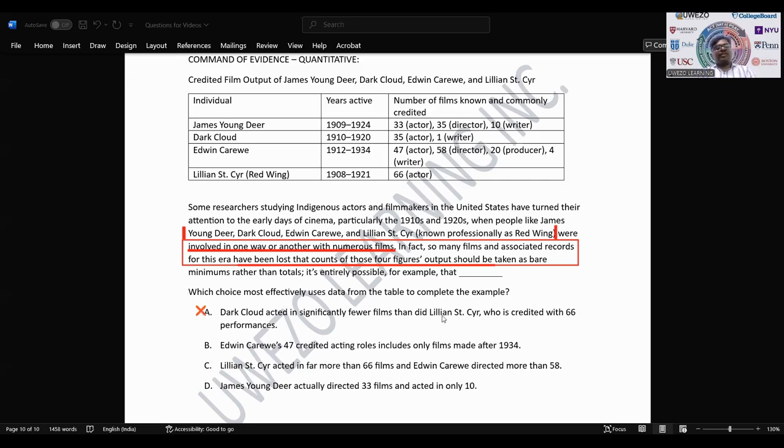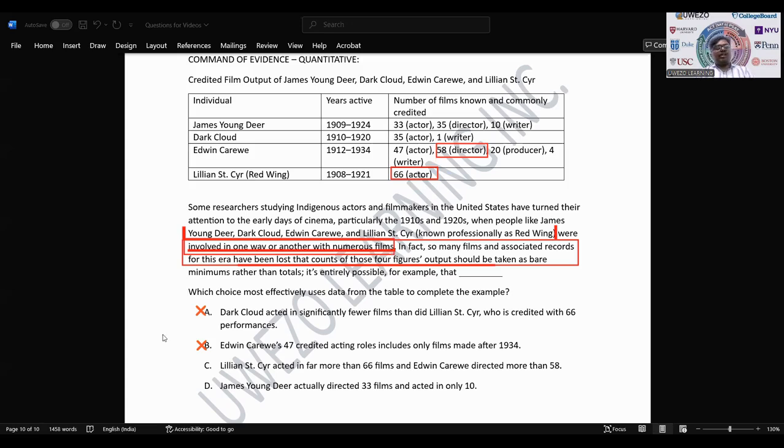Option B says Edwin Cavy's 47 credited acting roles includes only films made after 1934. This is also not telling that they were involved in more than what numbers we have here. So option B is also out. Option C says Lillian acted in far more than 66 films and Edwin directed more than 58. So far more than 66 and more than 58. So this option is closer to the statement that they were involved in numerous films than what we have here. So option C we can hold on to.